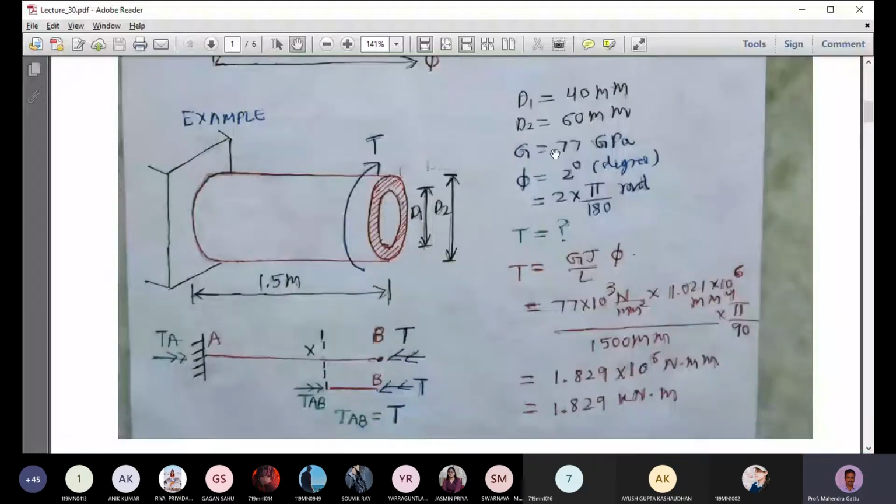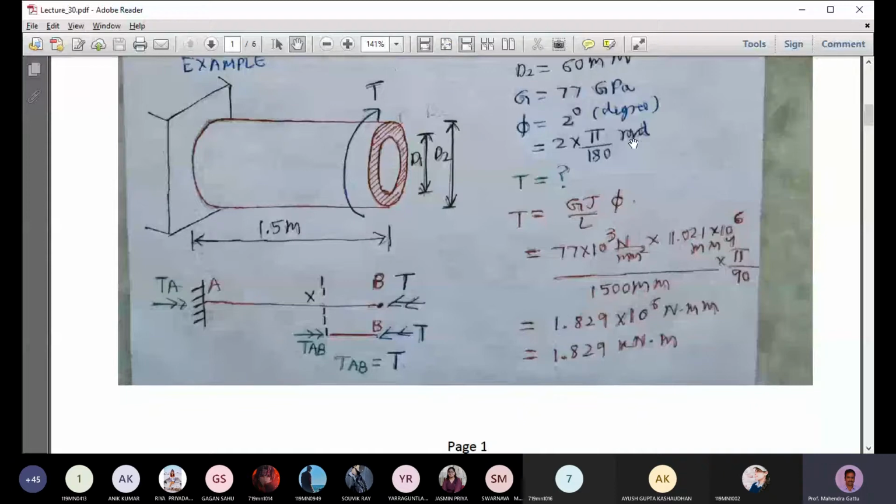The shear modulus is given as 77 GPa. We need to produce a twist of 2 degrees. We are always working with radians, so we convert degrees into radians. 1 degree is equal to pi by 180 radians, so we multiply 2 by pi by 180, and it becomes pi by 90 radians. We are asked to find the torque we need to apply on this end such that the twist produced will be 2 degrees, or pi by 90 radians.